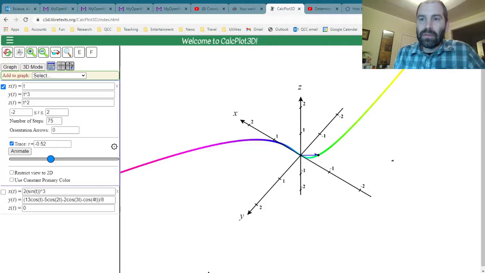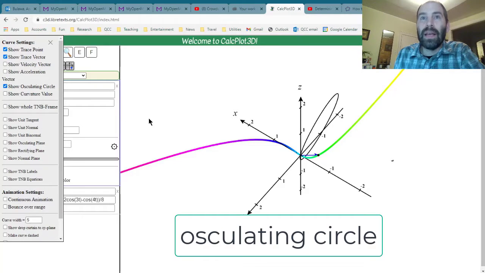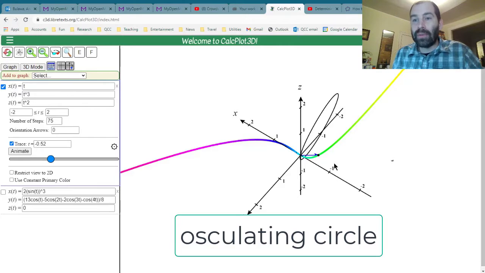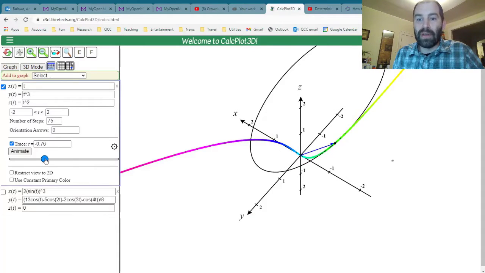So you can actually do this. I'm using a program called CalcPlot 3D, and it's written on the top here. It's a free website you can go to and do this yourself. And one of the things you can do once you make a space curve, a vector-valued function, is you can turn on osculating circle. And the osculating circle is the circle that I was just describing. It is the circle that best fits the curve at a point.